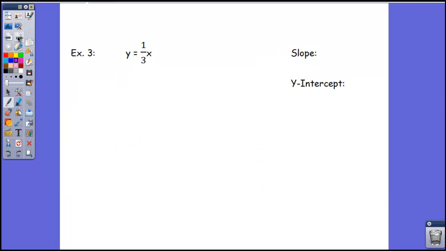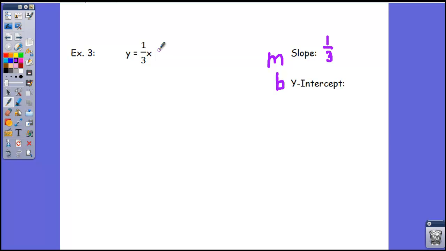And for example 3. Now this one looks a little bit different. My slope is still m, my y-intercept is still b. So I'm going to look, what number is in front of x? What's my coefficient? 1/3. So my slope is rise 1, run 3. That was already made into a fraction for me.